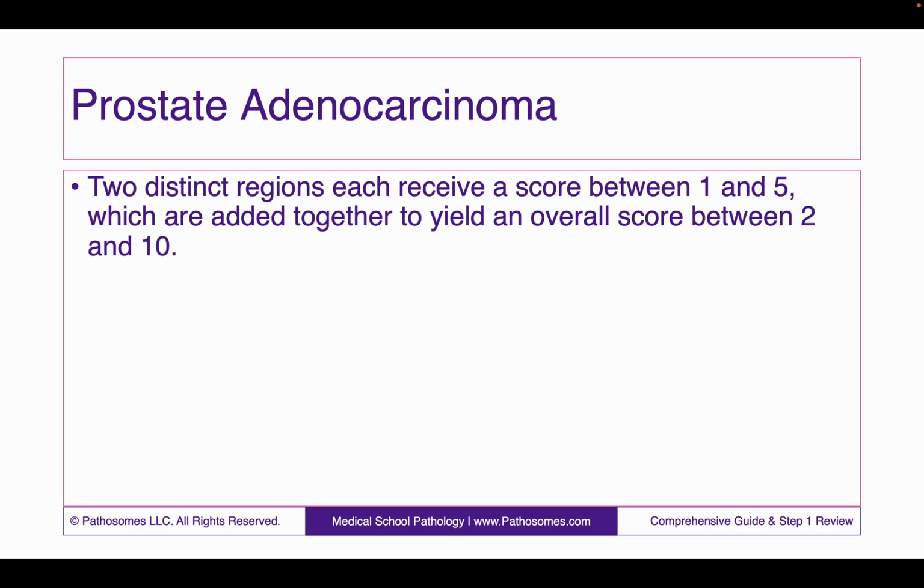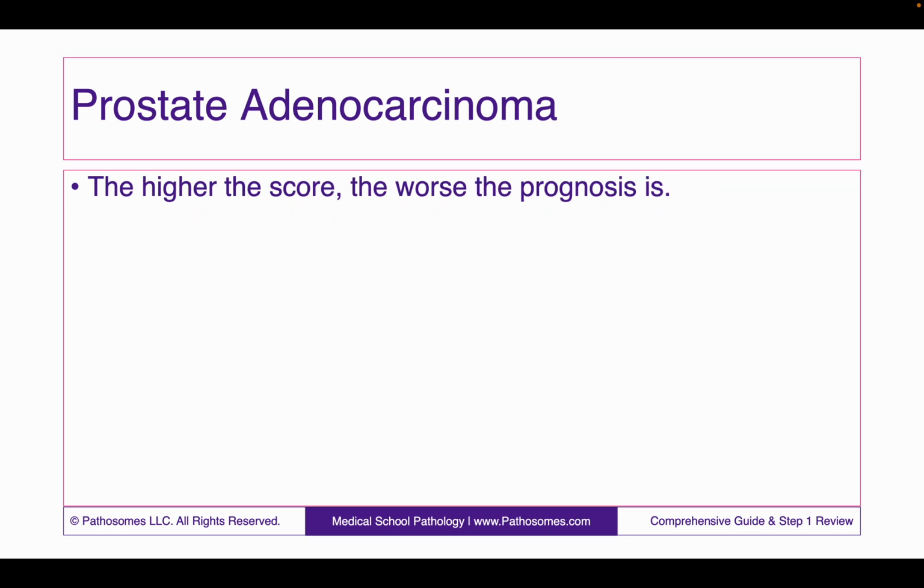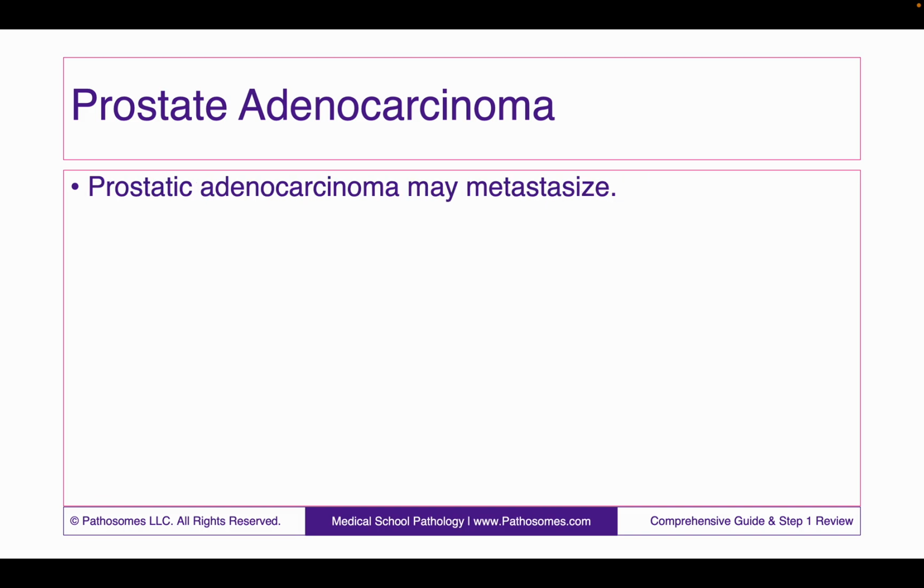2 distinct regions each receive a score between 1 and 5, which are added together to yield an overall score between 2 and 10. The higher the score, the worse the prognosis is. And unfortunately, prostatic adenocarcinoma may metastasize. It frequently spreads to the pelvis bones or lumbar spine.